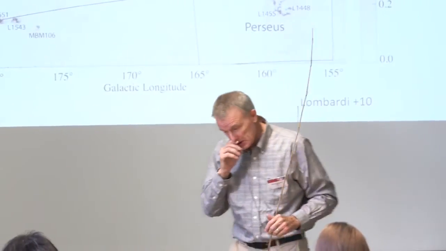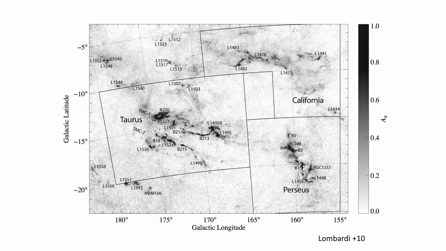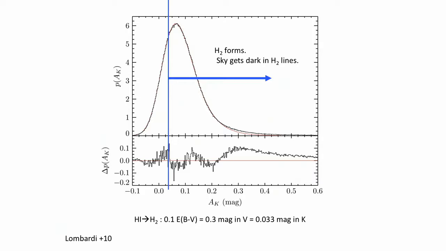Let's look at a map again at Taurus. This is an extinction map, A sub K at K band, just from star counts. Here are the Taurus clouds, these are the filaments I showed you before. Well, let's see where the hydrogen molecules form in that map. This is a distribution function of column density or extinction. A characteristic log normal shape, so the average extinction is about 0.1 magnitude in K band, not much lower, not much higher. There's a little bit of a tail here, probably from gravity contracting the regions like the Taurus clouds where gravity is more important.